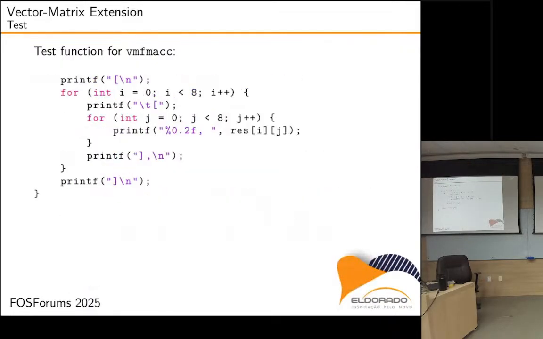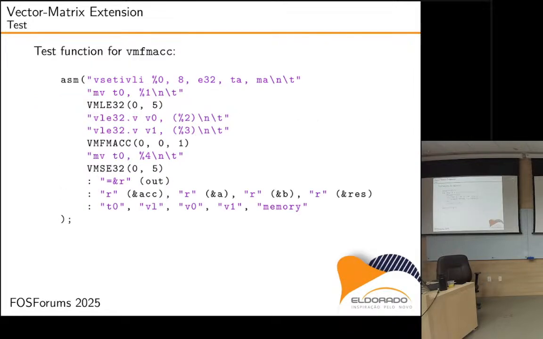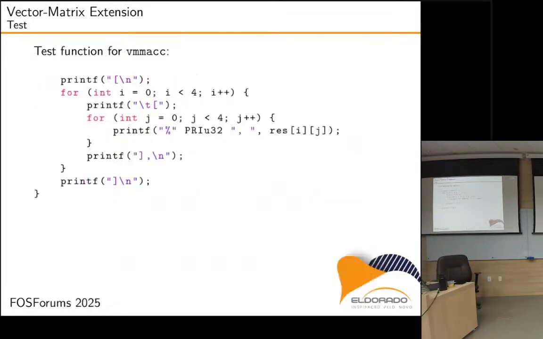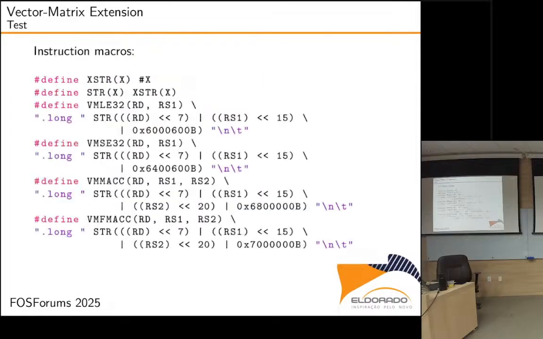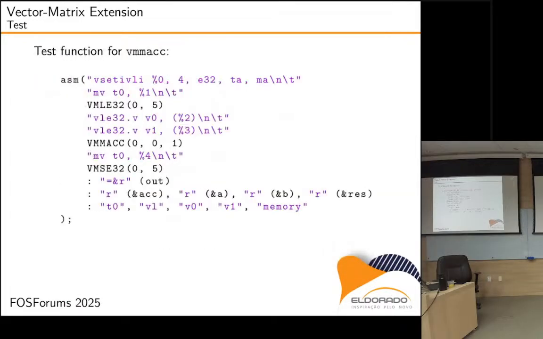Building this program, you need to tell GCC that you have this RV64 architecture. So you should pass -march=rv64gcv.